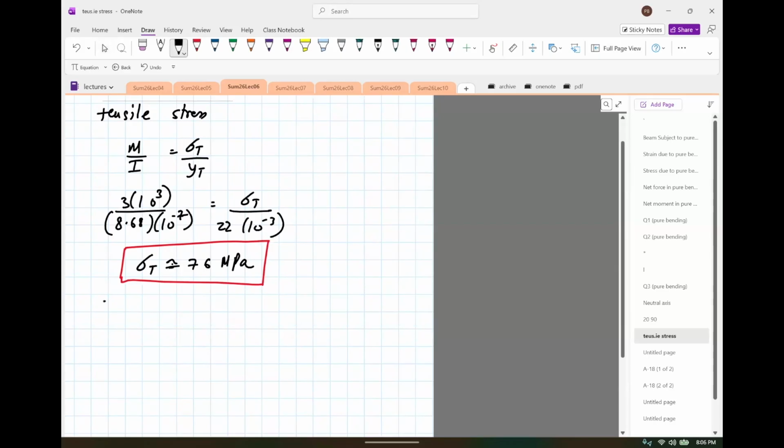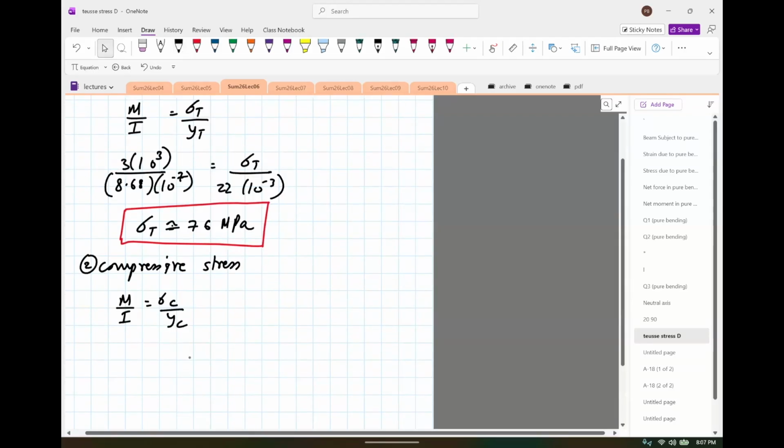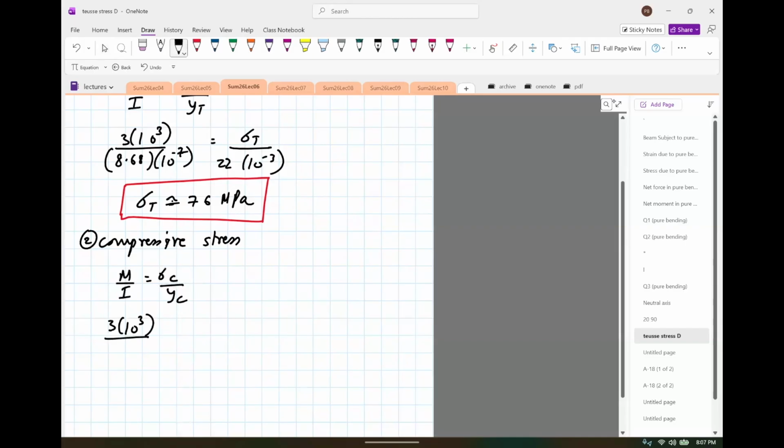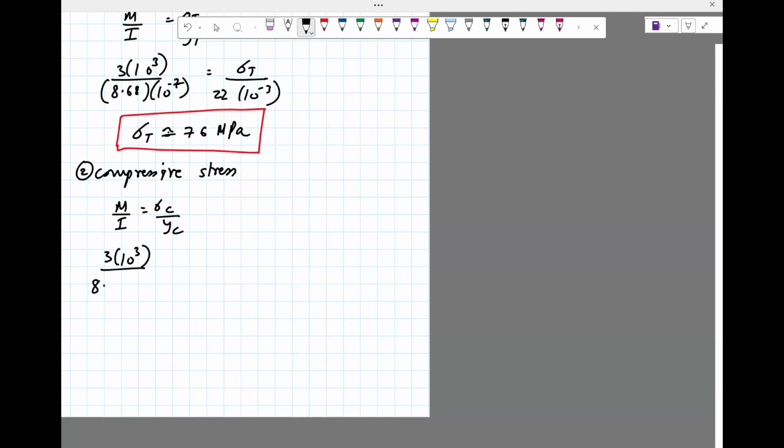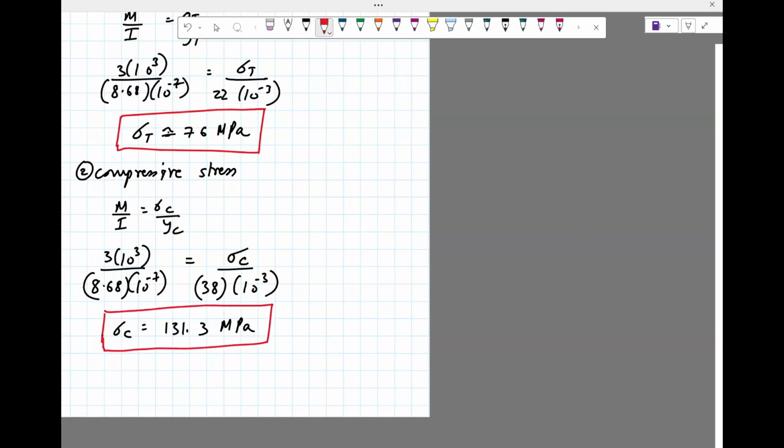And then compressive stress. For that, the same formula, but replace sigma t with sigma c. So 3 times 10 raised to 3 divided by 8.68 times 10 raised to negative 7 equals sigma c divided by 38 times 10 raised to negative 3. That's just to convert the millimeters to meters. And so sigma c comes out to be 131.3 megapascals.